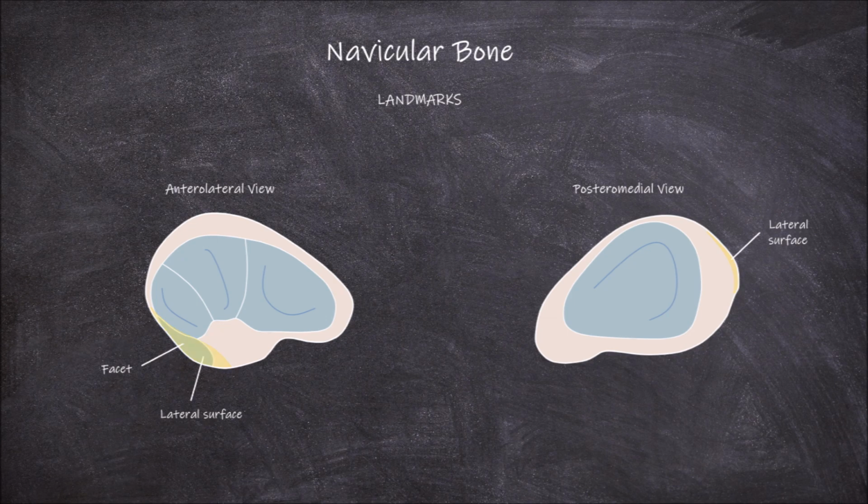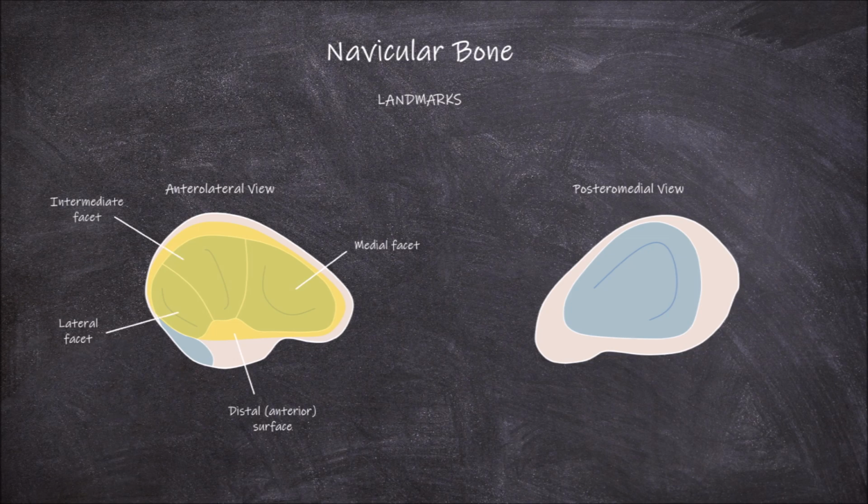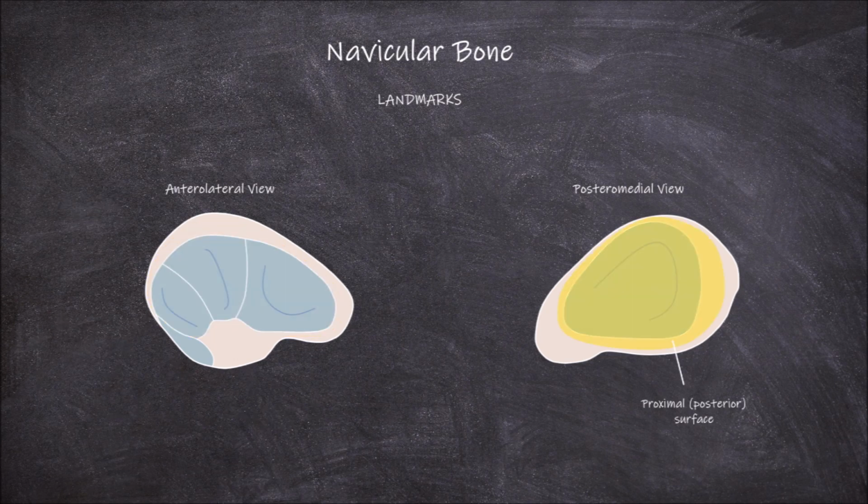The fifth surface is the distal surface, also known as the anterior surface. This surface bears 3 facets for articulation with the 3 cuneiform bones, a medial facet, an intermediate facet, and a lateral facet. The sixth and final surface is the proximal surface, also known as the posterior surface. This surface is concave and has a large facet on it for articulation with the talus bone.